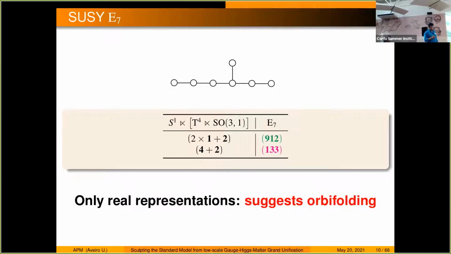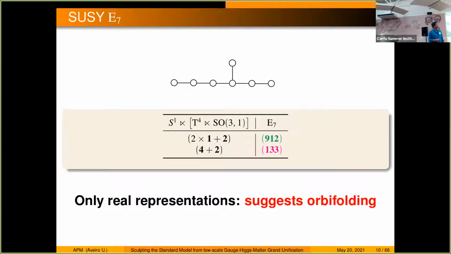But let's aim at more and go up. This is at the level of E7, and this is the first time you no longer have the 3 copies. In this rather big and I would say ugly representation, you can embed also the families. But there is a problem here because these are real representations. This is a real group, and at least in 4 dimensions, it's problematic to get chiral matter out of it.